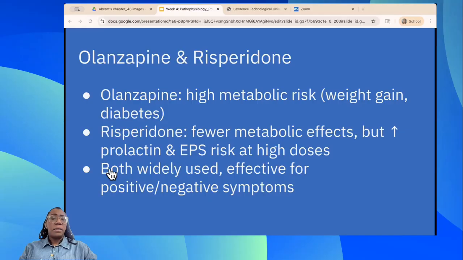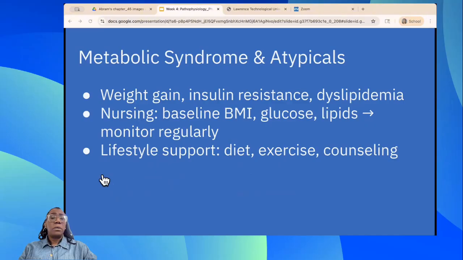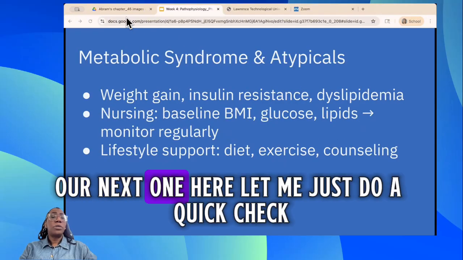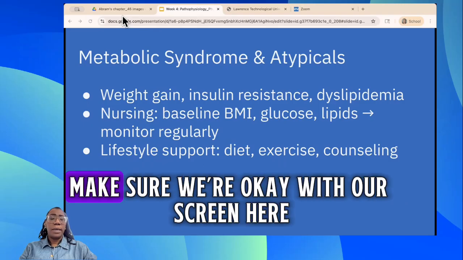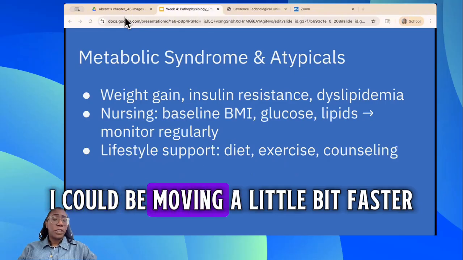All right. So let us move on to our next one here. Let me just do a quick check, make sure we're okay with our screen here, and I'll do a time check as well. Okay, I could be moving a little bit faster.